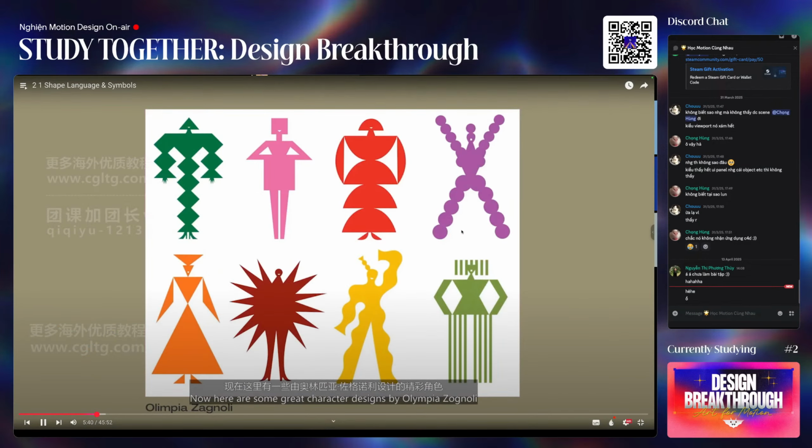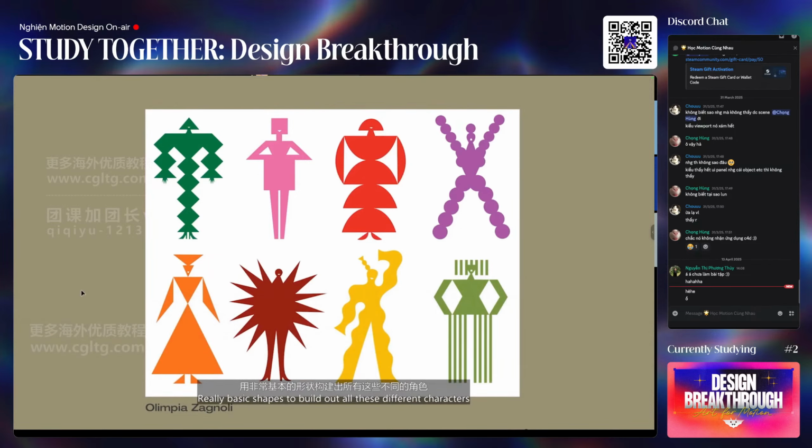Now, here are some great character designs by Olympia Zignoli. And I love these because they just use shapes, really basic shapes to build out all these different characters. And you probably have an emotional reaction to these. A different feeling emerges when you look at each of them and they have a bit of a personality. To me, the round ones seem the most friendly, the ones I'd want to hang out with the most, especially this yellow one seems very soft, very pleasant.